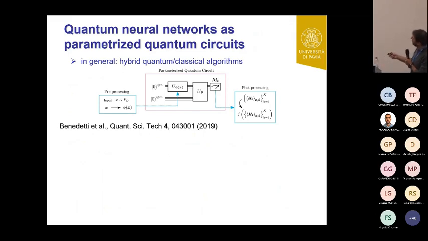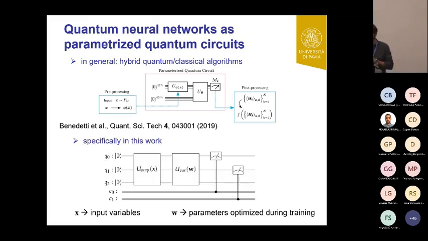So Marcello Benedetti has shown a few years ago that all these models fall into the general class of hybridized quantum systems, parameterized quantum circuits, in which you basically input data, you build your parameter. Sorry, I'm really going out of time here.